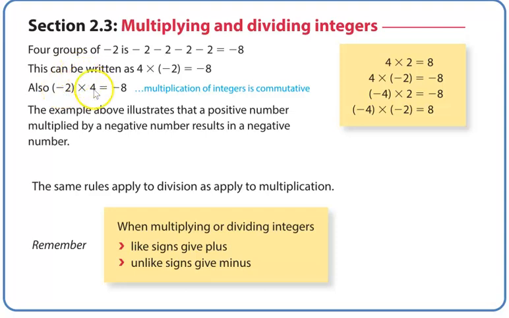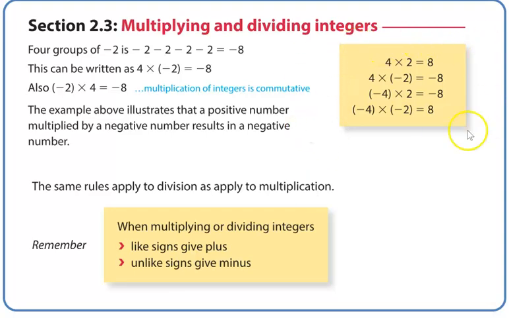Also, minus 2 multiplied by 4 gives us minus 8, because multiplication of integers is commutative, meaning that the order won't change the result. So 4 times minus 2 is minus 8, and minus 2 times 4 is also minus 8. The example above illustrates that a positive number multiplied by a negative number results in a negative number. The same rules apply to division as apply to multiplication.